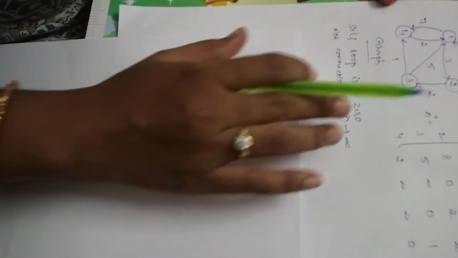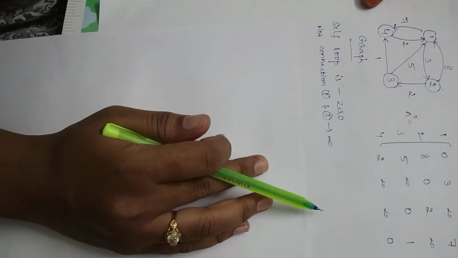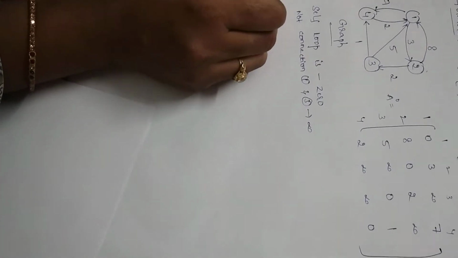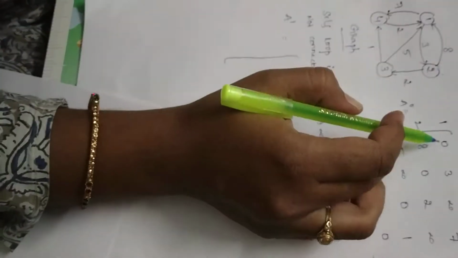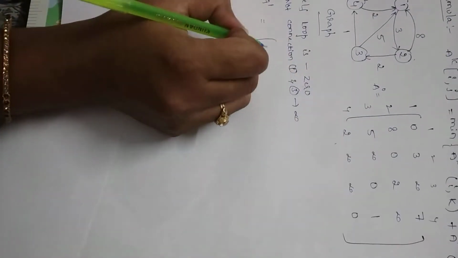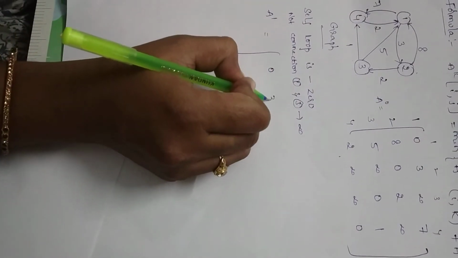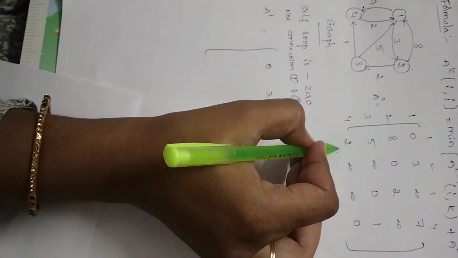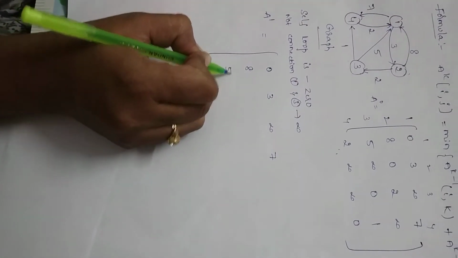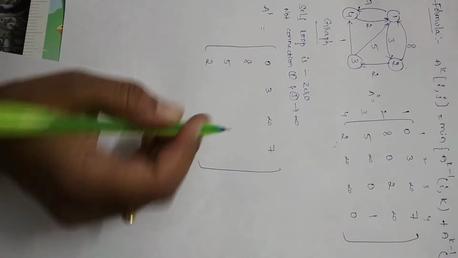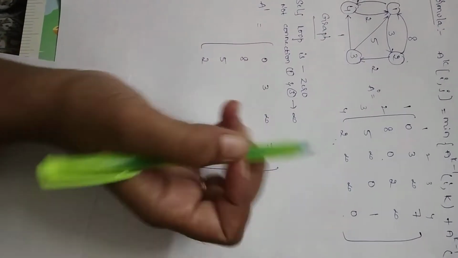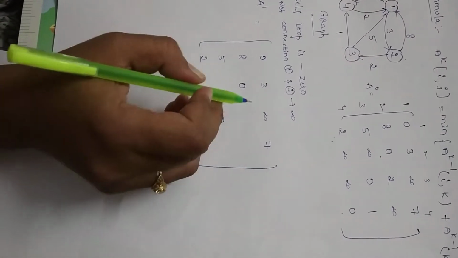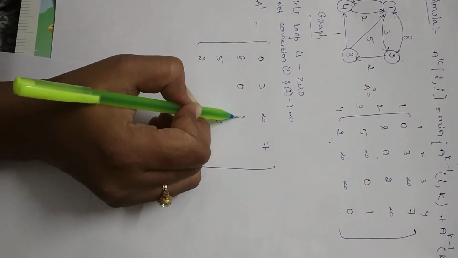Next, the given matrix is A^0. So for A^1, take the first row and first column. The first row is 0, 3, infinity, 7. Next, the first column is 8, 5, 2. The diagonals are zeros, so 0, 0, 0. We have to find these remaining nodes.